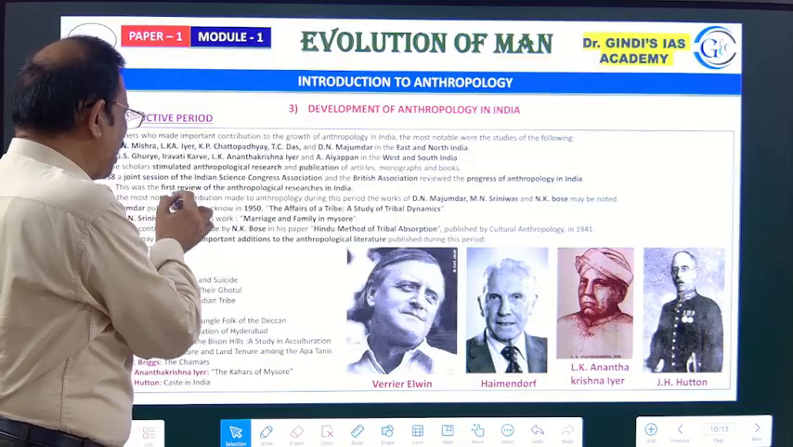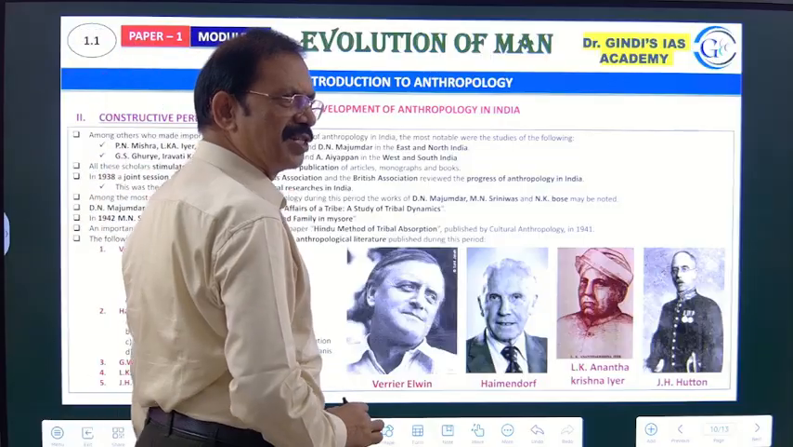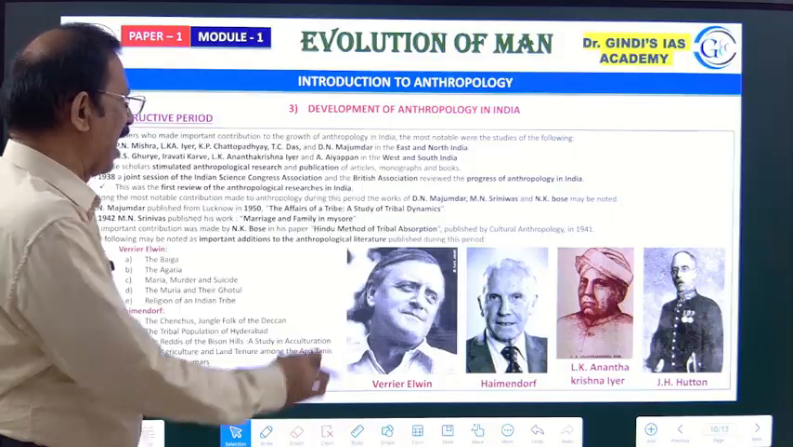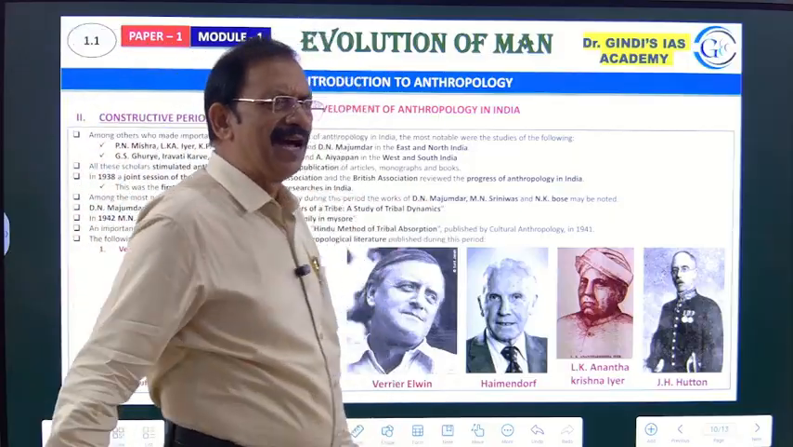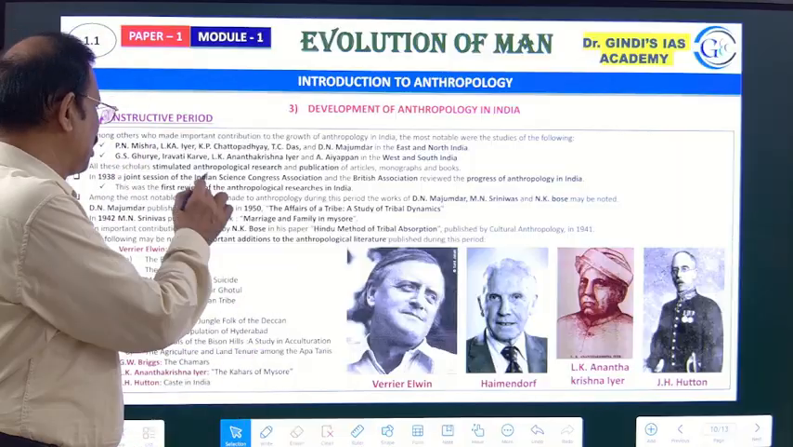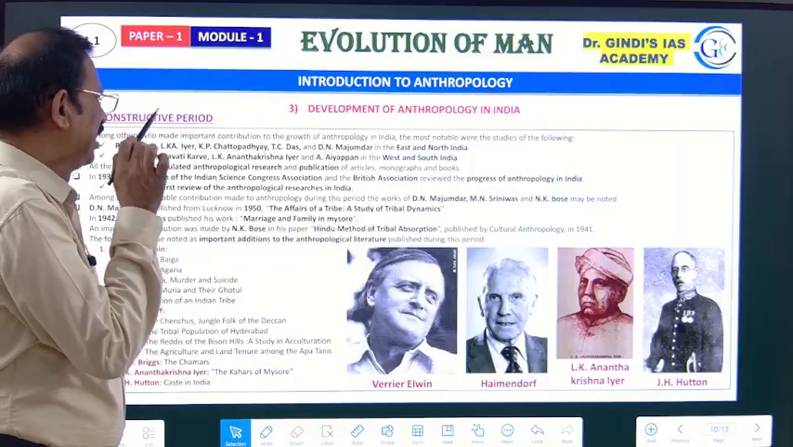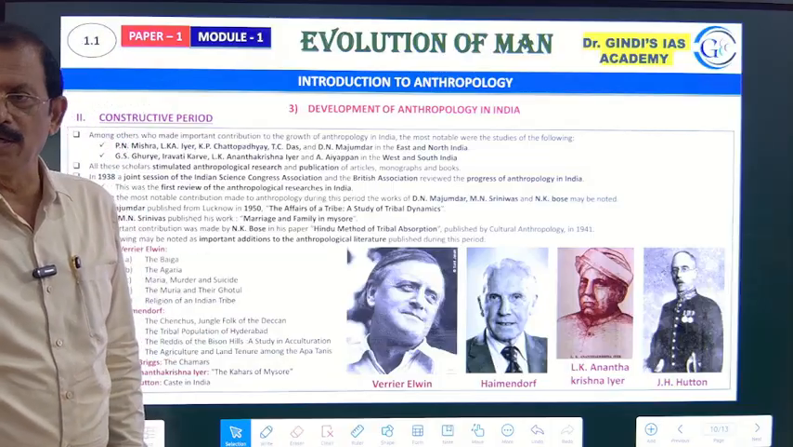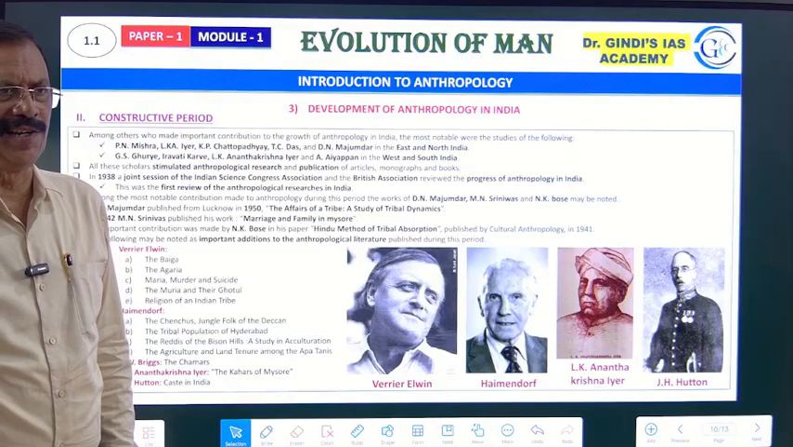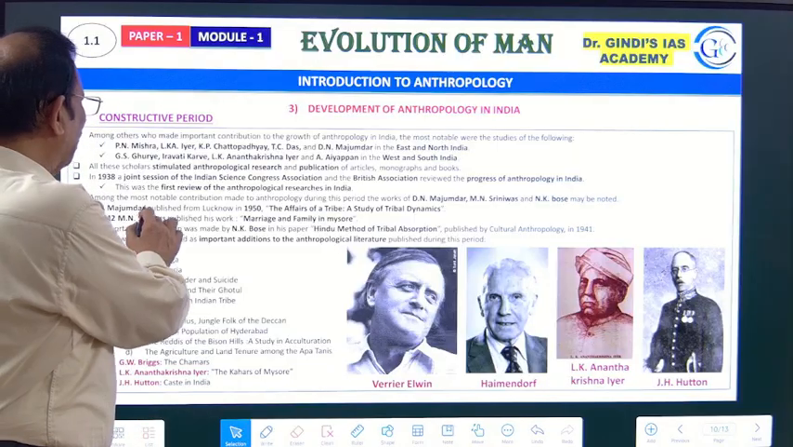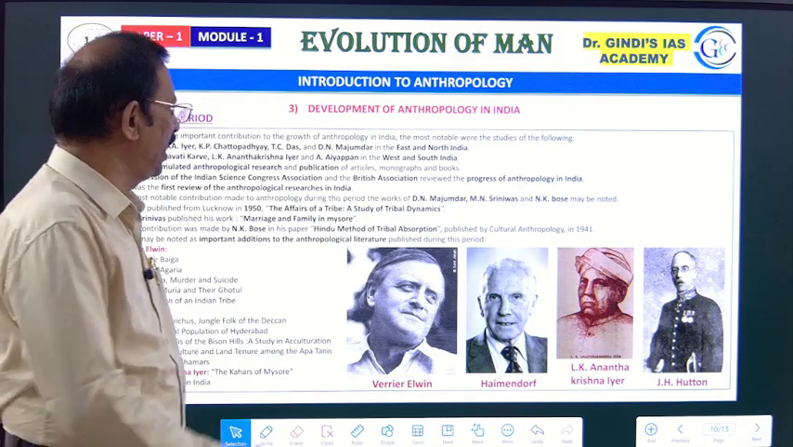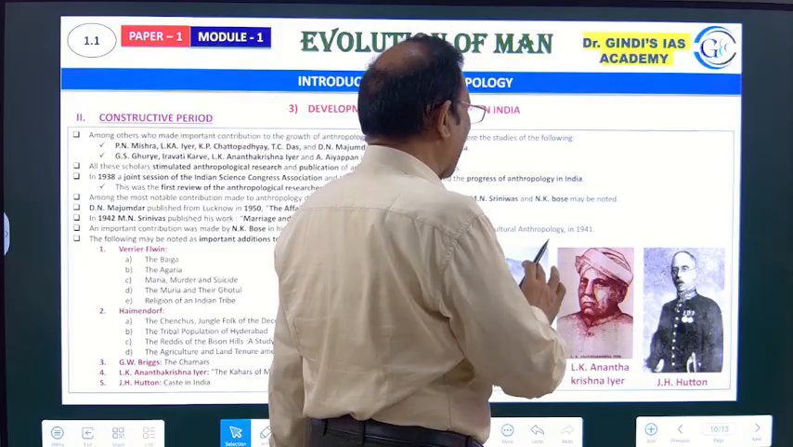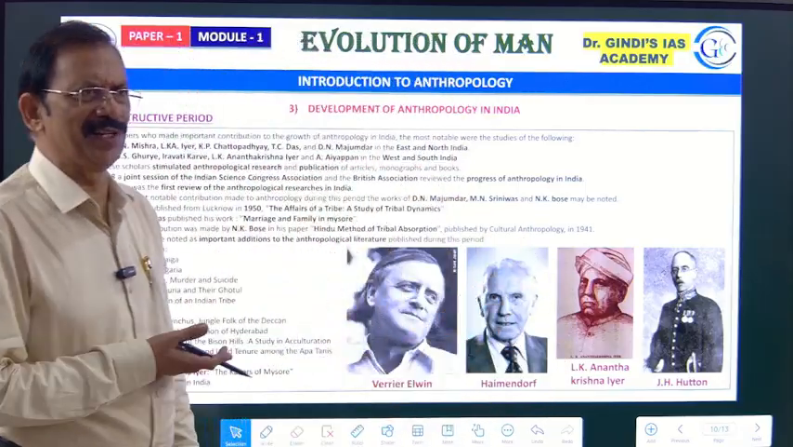It was a joint session of the Indian Science Congress Association and the British Association, who jointly reviewed anthropology research in India. It was the first review in India of anthropological research. Then among the most notable contributors to anthropology during this period, the works of D.N. Majumdar, M.S. Srinivas and N.K. Bose may be noted. Already we have discussed them.